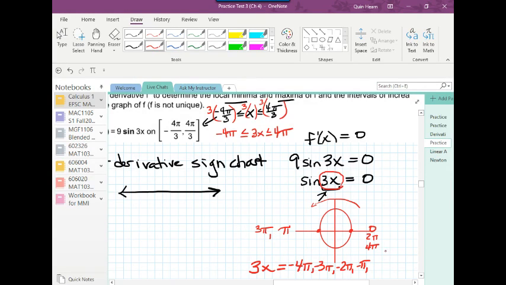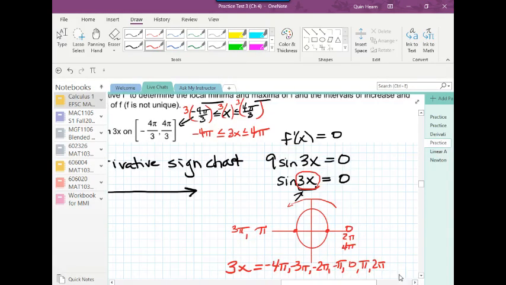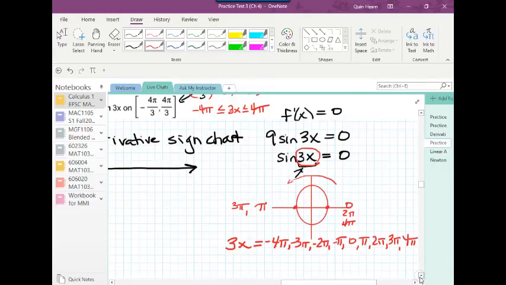Okay, so the sine, remember, is the y value. Y is up and down. So for the sine to be 0 would mean that we're on the x-axis, right? That's where we have y coordinates of 0. So if we're going from negative 4 pi to 4 pi, well, let's start with 0 and go to 4 pi, and then we'll go back the other way.